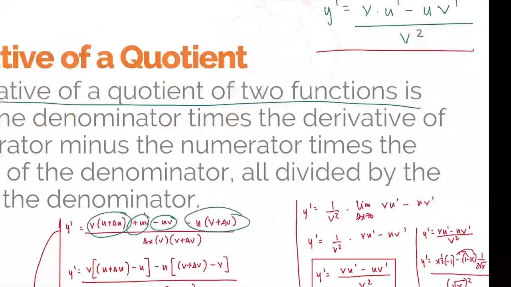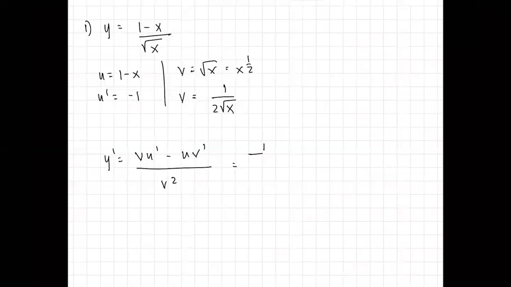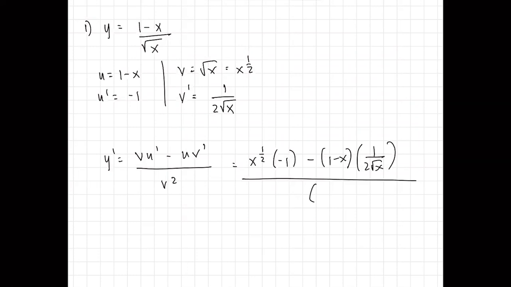Tama ba yung equation ko? Tama. 1 over v prime to. Okay. So v natin is x raised to 1 half, times u prime natin is negative 1, minus u is 1 minus x times 1 over 2 square root of x, all over square root of x squared.